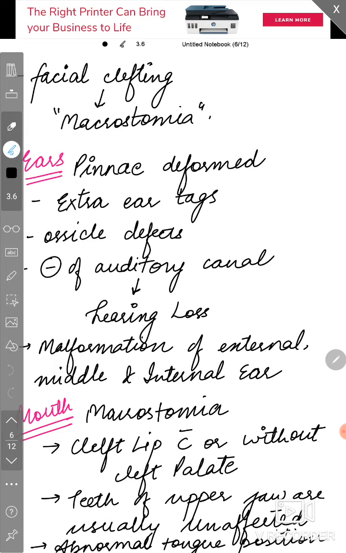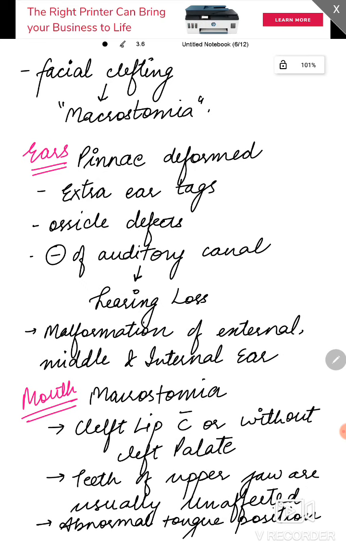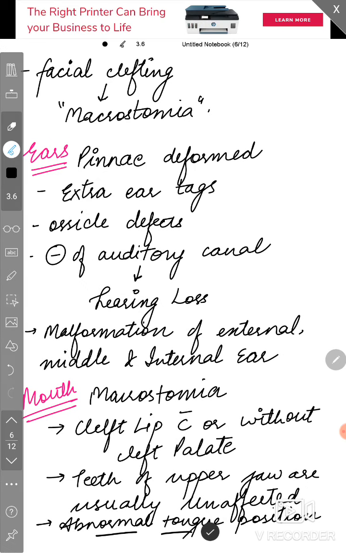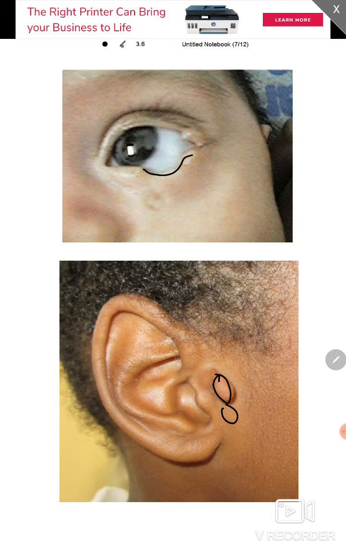Teeth of upper jaw, they are normally not affected. Okay, the tongue position can be abnormal, so there can be difficulty in breathing, you know. So this is the discontinuity of the eyelid. Okay, coloboma. These are the ear tags.